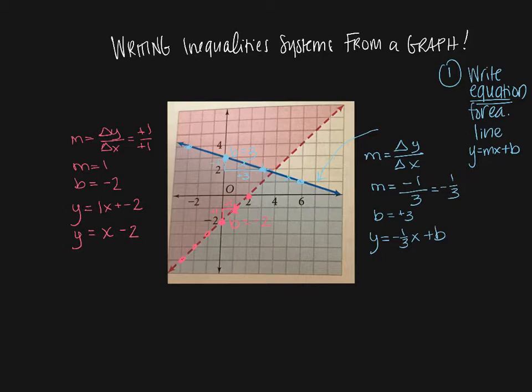Okay, I have equations. The second step that I'm going to want to do is, once I've got that equation down, I now need to go back and figure out what my inequality is, and then substitute that for equals.